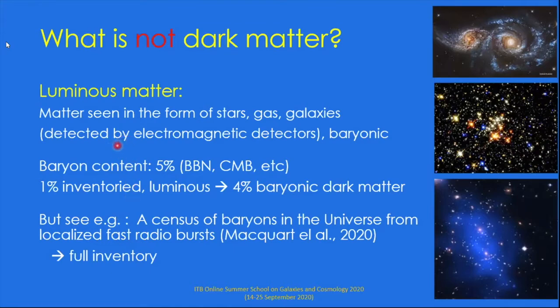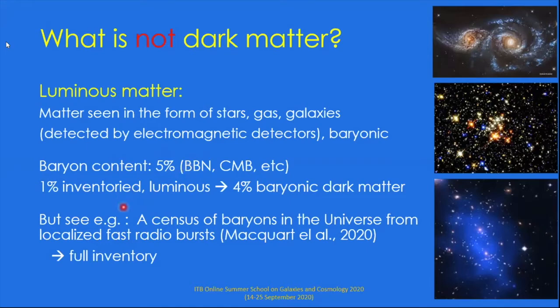This 5% constraint is set by Big Bang nucleosynthesis and CMB observations. However, as I said, only 1% has been inventoried. So we are left with a 4% gap that is usually attributed to baryonic dark matter, namely baryons that are too faint to be detected by our current technology.